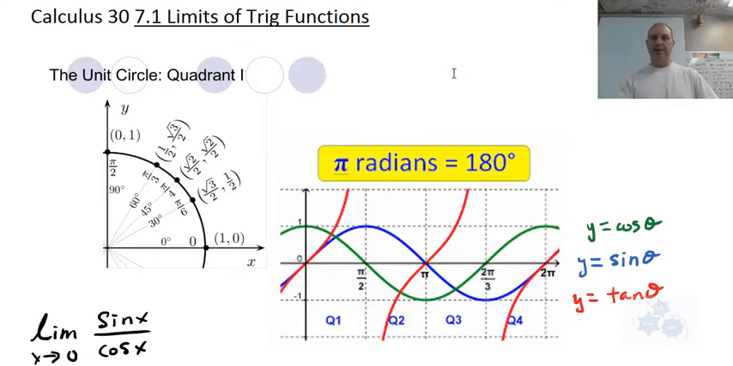I'm not really dressed up tonight, but I just want to give you a quick lesson on 7.1. Now, 7.1 talks about limits of trig functions.